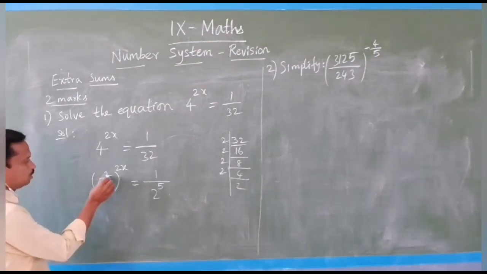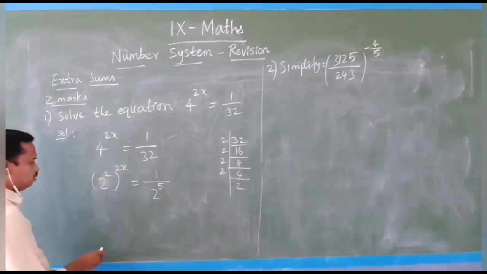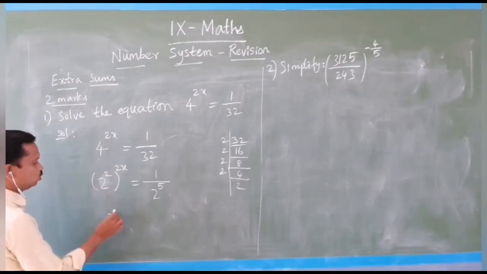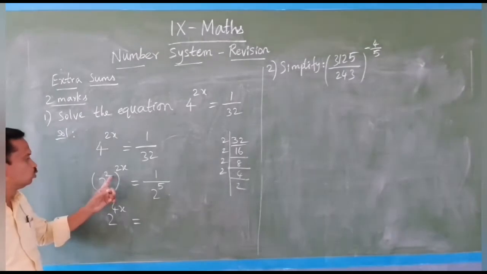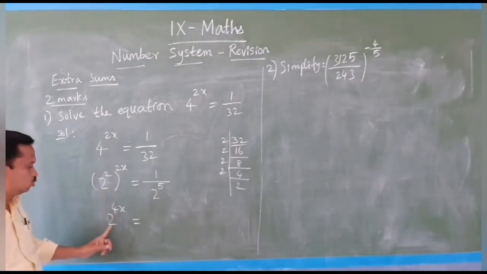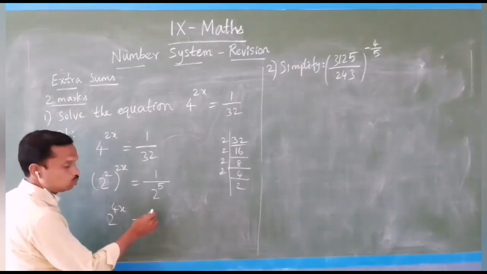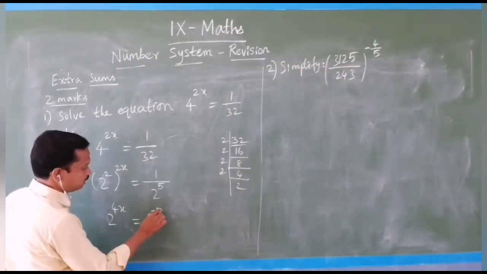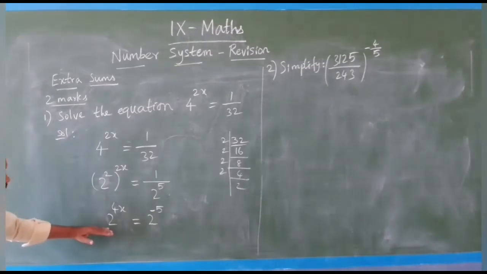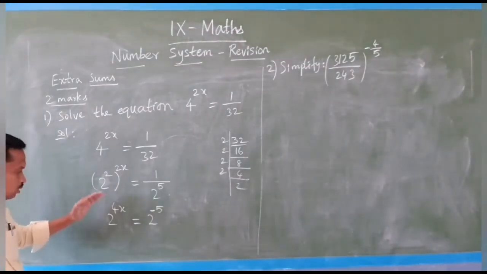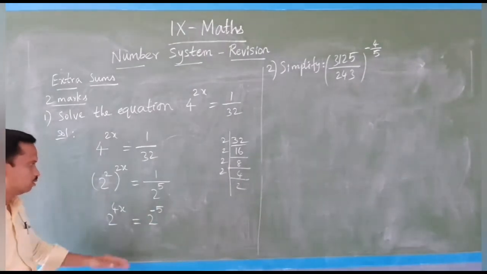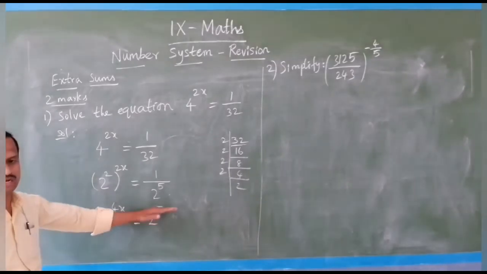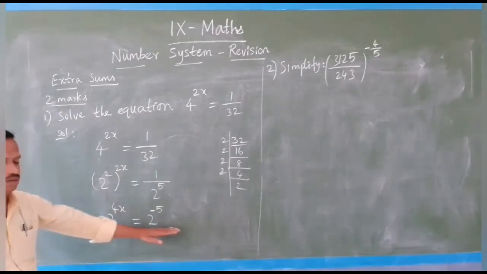So, now it becomes (2 square) whole to the power x. So, power into power, what you get? 2 to the power 2 into x becomes 2x... so, in the power we have to multiply 2 into 2x, we get 4x. So, 2 to the power 4x is 1 by 2 power 5, that is 2 power minus 5, because here 2 to the power 4x is on the left side. So, the same base 2, you have to change this as 2 to the power minus 5. So, here also the base 2, here also the base 2.